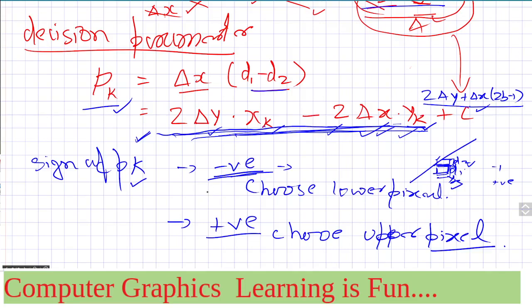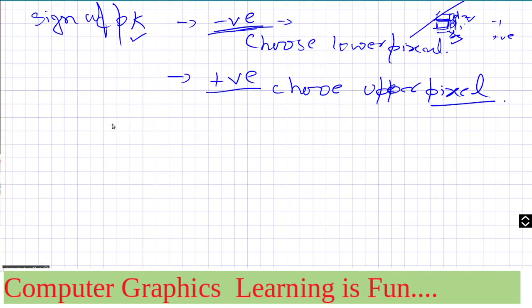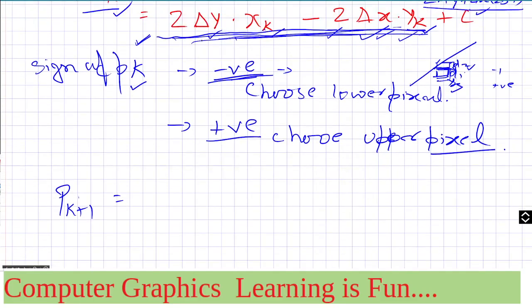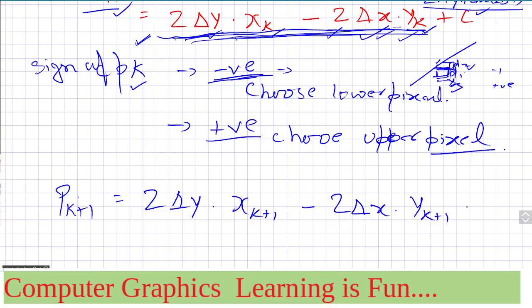So this was your y. In this way you were trying to find it out. Now if you consider what your next p value will be, this was pk. If you try to find pk plus 1, similarly you will use the same equation here. What is this? 2 delta y into xk plus 1 and minus 2 delta x into yk plus 1. Plus c you can keep it, no problem. Is it?